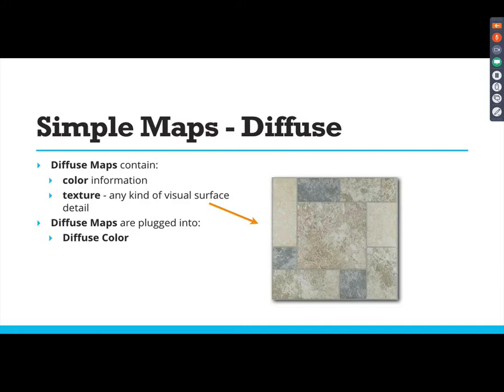All right, so diffuse maps, they contain color information. They also contain visible texture information for your surface, visual detail, if you will. They get plugged into diffuse color. Pretty simple, common sense, I would think.